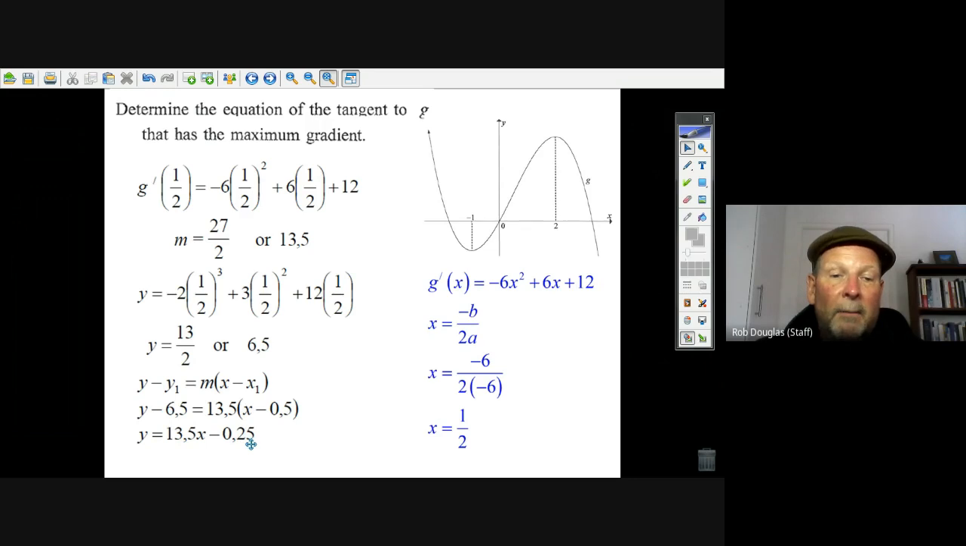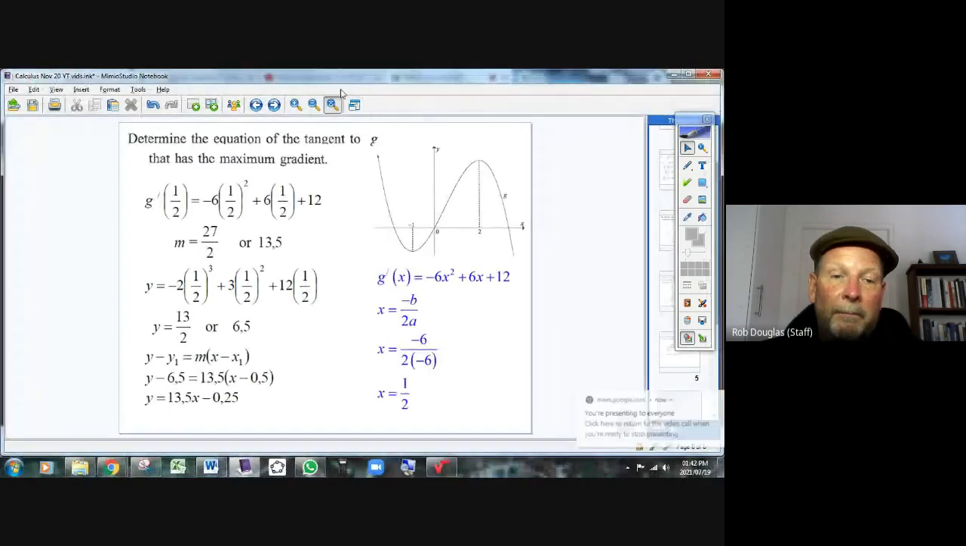And what do you get? Maybe on your calculator, you get minus a quarter, minus 0.25. There's the equation of the line that's tangent right at that point of a half. That's its gradient. And this is the equation of the line that passes right through that point, right there, where the gradient is the most, the maximum. Okay?